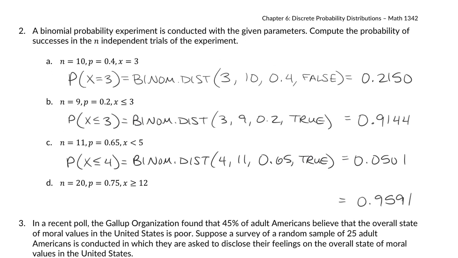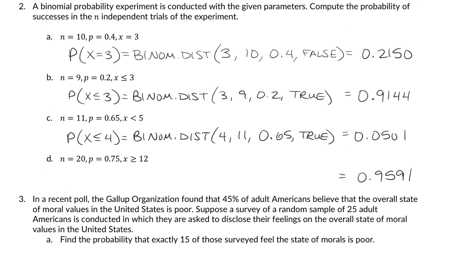This one we're wanting x to be greater than or equal to 12. Well, if I want the probability that x is greater than or equal to 12, that means I don't want it to be 11 or less. And if I don't want that, I want 1 minus that probability.